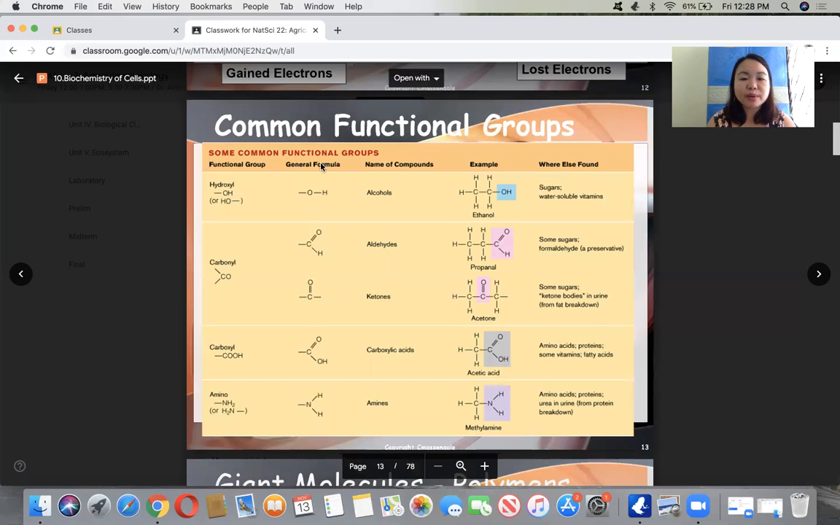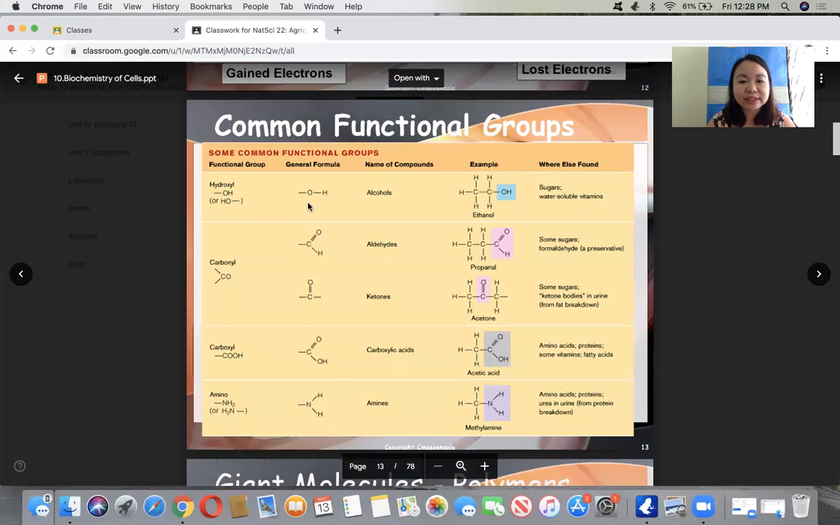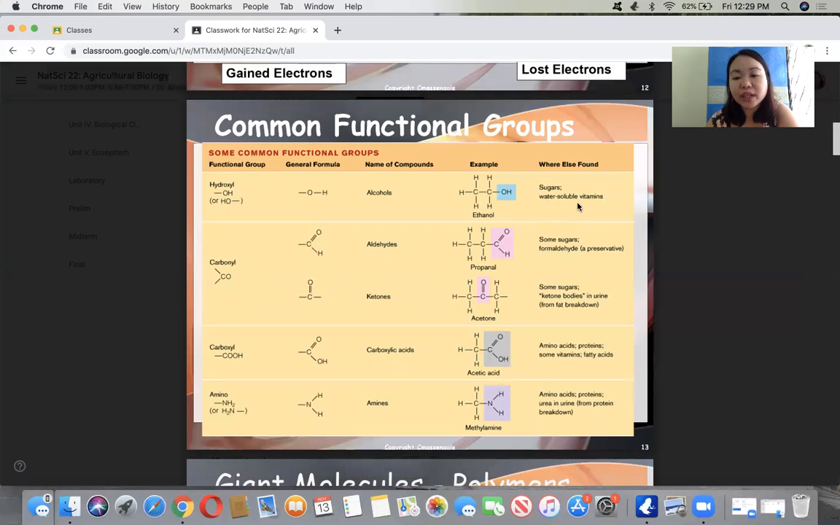Some common functional groups are shown with their formula, the name of the compounds, an example of the chemical formula, and where it is found. First we have the hydroxyl. This is the general formula, and the compounds are called alcohols. An example is ethanol, and these are found in water-soluble vitamins and sugar. Next is the carbonyl.